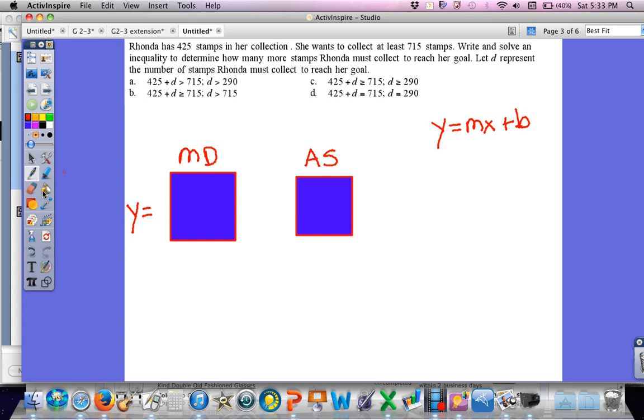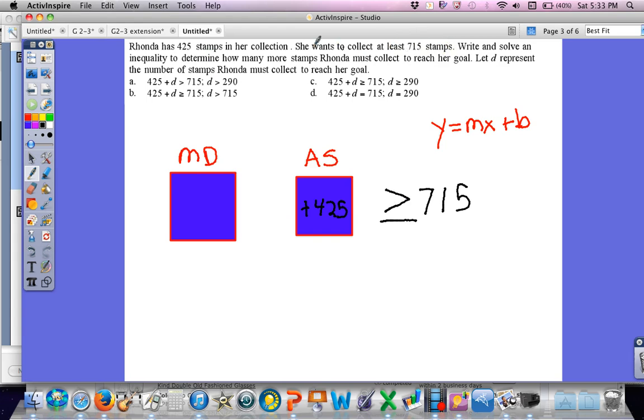So she has 425 stamps in her collection. Since she has that, that's going to be addition and subtraction. She wants to collect at least 715 stamps. Since I notice these problems are multiple choice and they all have the totals over on this side, she wants to collect at least 715. That means 714 would not be enough. I need a number larger than 715. But since 715 would be enough, it could be greater than or equal to 715.